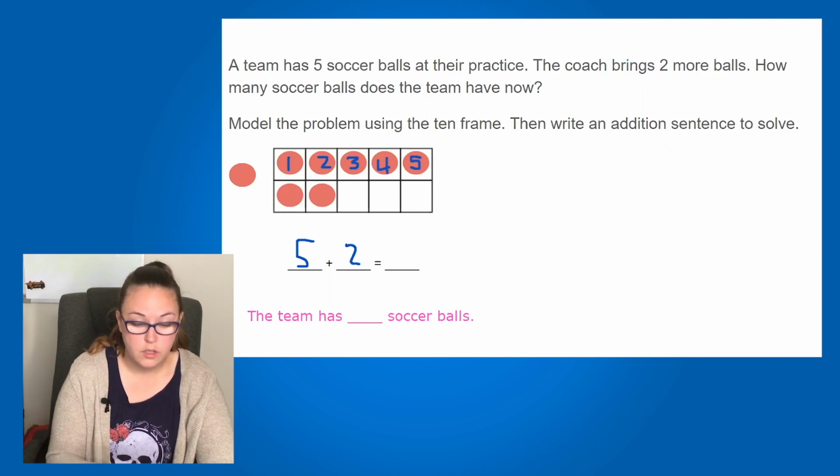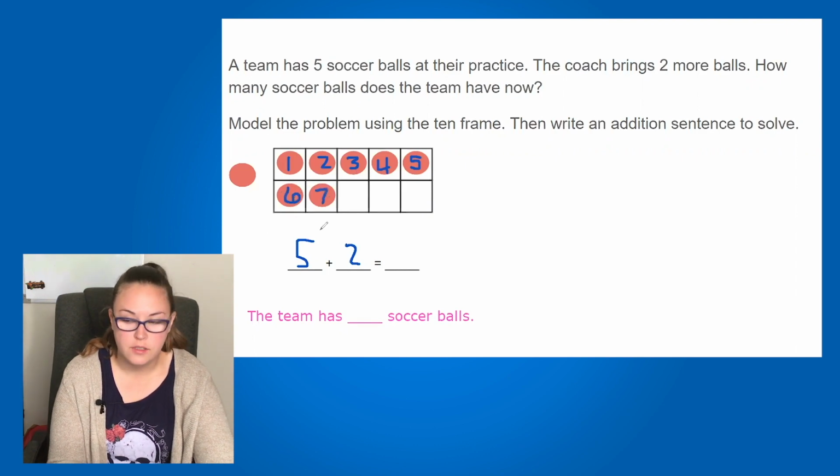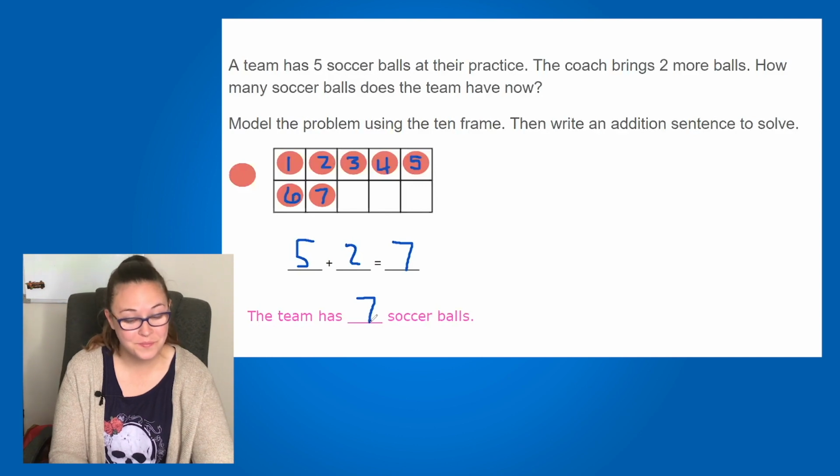So using our counters, we have 5 in the first row. What comes after 5? That's right, 6 and 7. So what's 5 plus 2? That's right, 5 plus 2 equals 7. That means the team has 7 soccer balls. Great job. Are you ready for number 2?